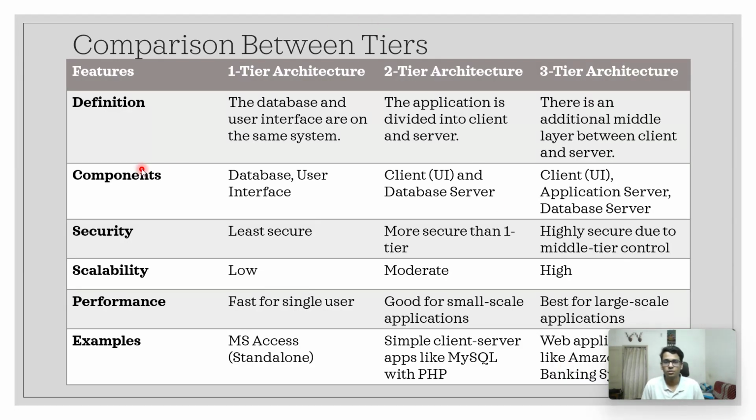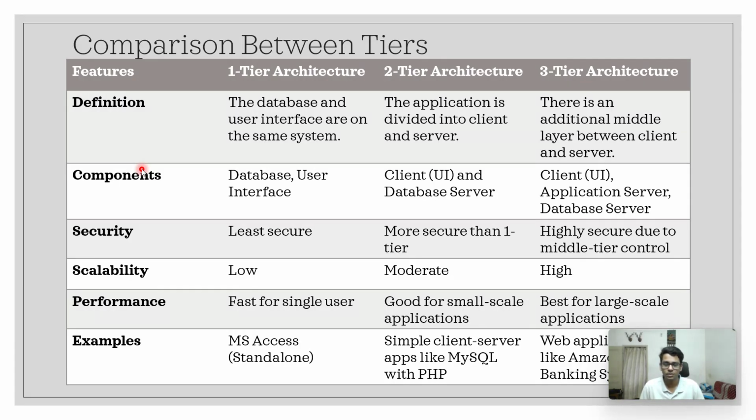First, the one-tier architecture is where the database and the user directly interact with each other, while in the two-tier architecture, the application is divided into the client and server. While in the three-tier architecture, the application layer comes in between the client and the server. In the one-tier architecture, the working components are the database and user interface, which are kept on the same device. While in the two-tier architecture, there is the client and the database server. And in the three-tier architecture, between the client and the database server, we have the application.